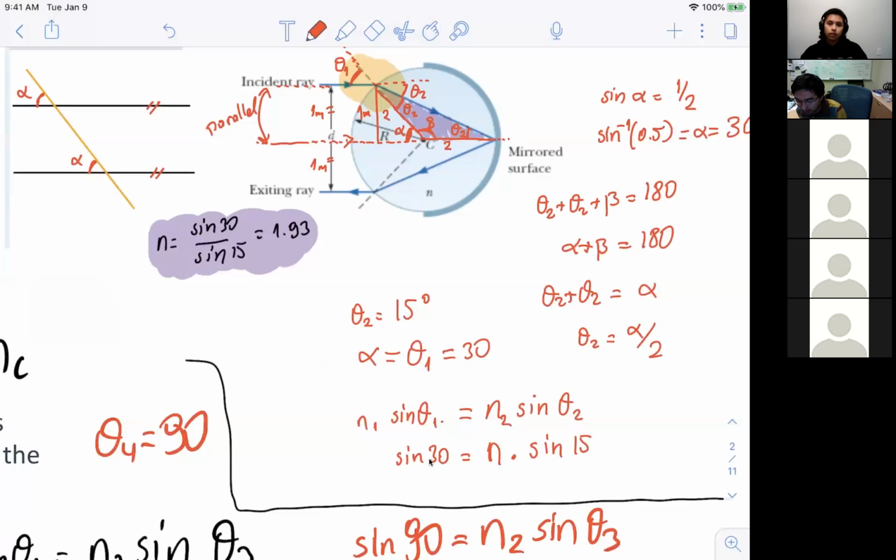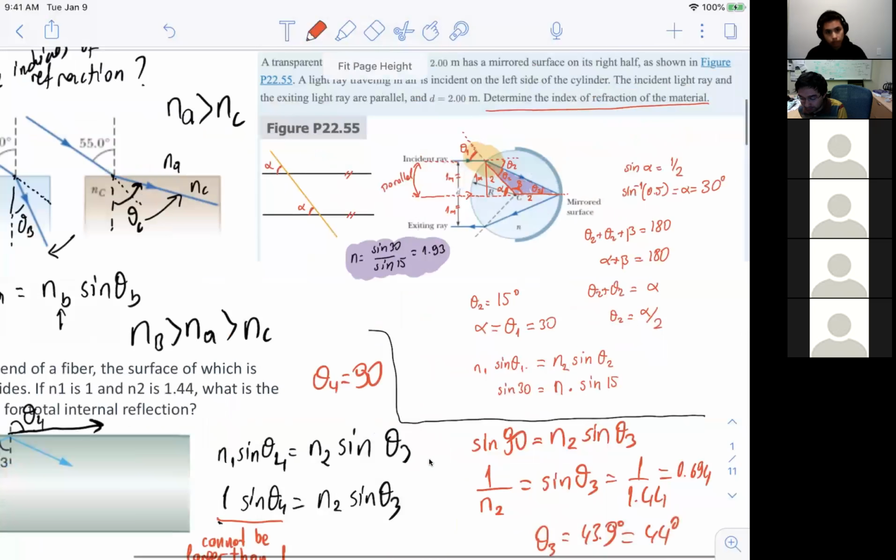Again, this is a trigonometry problem. You need to find those triangles. They are isosceles triangles, they have the same edges, same angles. And alpha makes 2 theta 2. So after that it's just Snell's law, but until that point it's a trigonometry problem. It's not an easy one, I guess.